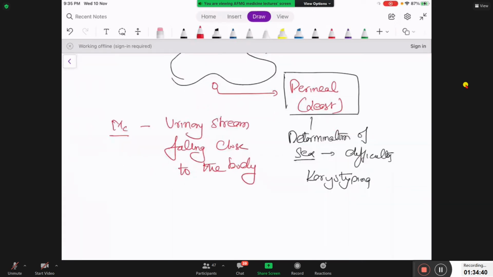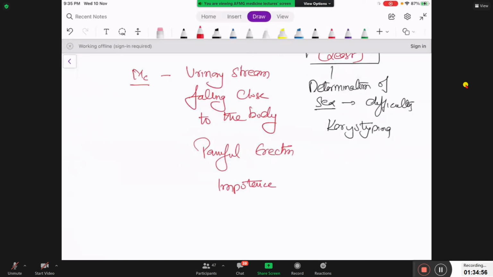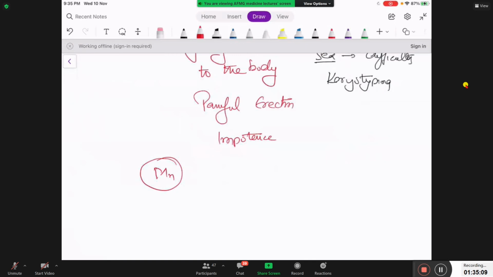Urinary stream falling close to the body. Patient can come to us with painful erection. Patient can come to us with impotence also. This is how these patients are going to come to us. Right? Now, in management of these patients of hypospadias, important, there is no urethra.